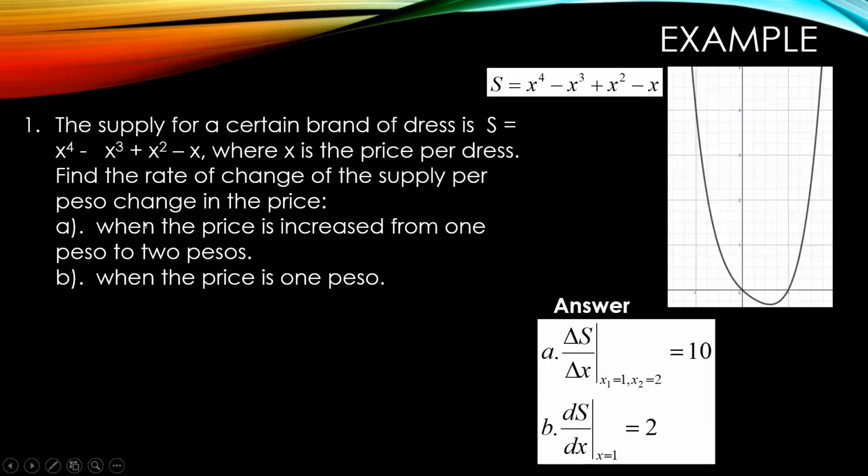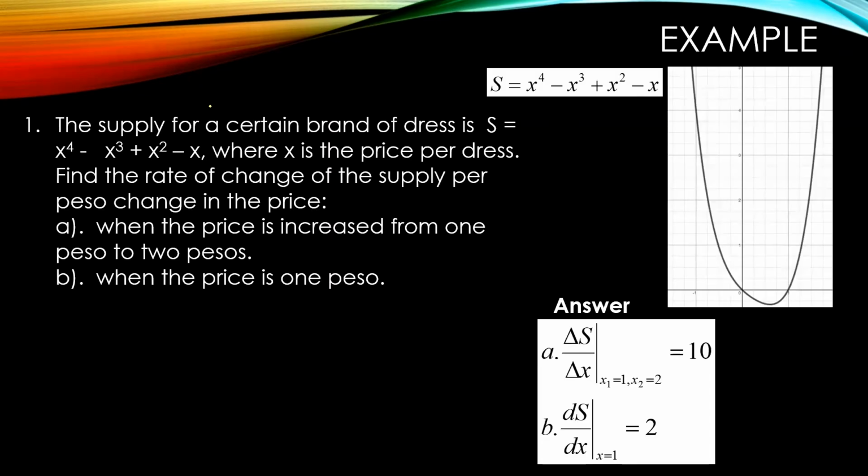So let's try. For example, you're given here, the supply for a certain brand of dress is S, the number of dresses, x to the 4 minus x cubed plus x squared minus x, where x is the price per dress. Find the rate of change of the supply per peso change in the price. So supply, let's just assume it's the number of dresses. When the price is increased from 1 peso to 2 pesos, okay, so that means first, let's solve for the supply equation. S is equal to x to the 4 minus x cubed plus x squared minus x.